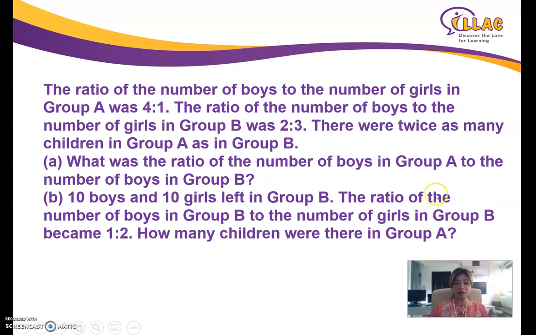Okay, thereafter 10 boys and 10 girls left in group B. The ratio of the number of boys in group B to the number of girls in group B became 1:2. You see, there's boys and then the girls. Oh, very messy. How many children were there in group A? Let's take a look at how we can arrange everything nicely.